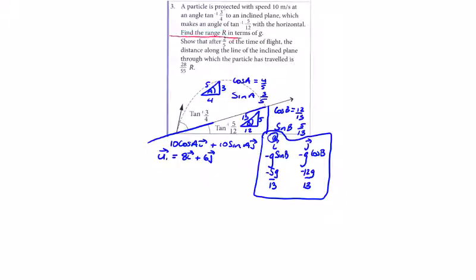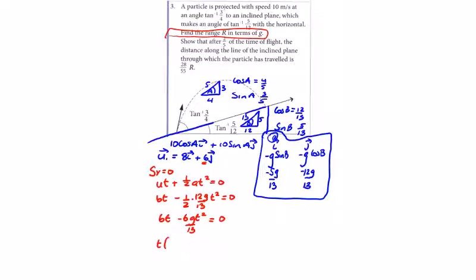So we're asked to find the range, so we need to let s of y equal 0. So ut plus a half at squared is equal to 0. So we have 6 for my initial in the j direction or the y direction. So 6t minus a half times 12g/13 times t squared equals 0. So we're going to get 6t minus 6gt squared over 13 is equal to 0.